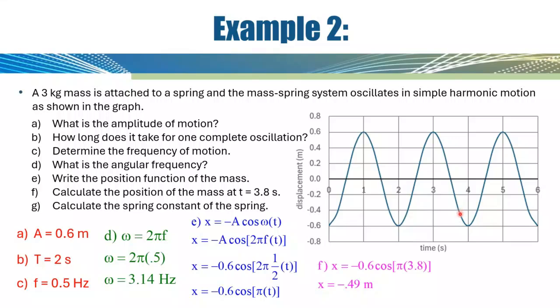And then letter G, calculate the spring constant of the spring. And we could use our period equation to do that. And again, we're solving for k. I didn't show my algebra due to lack of space, but I ended up with a k value of 29.61 newtons per meter.